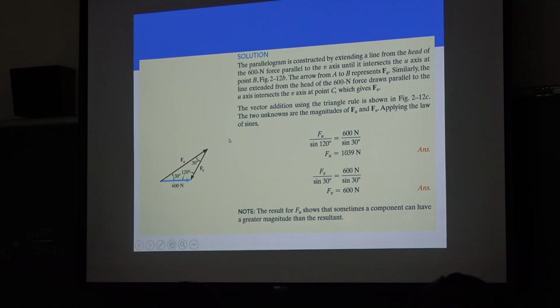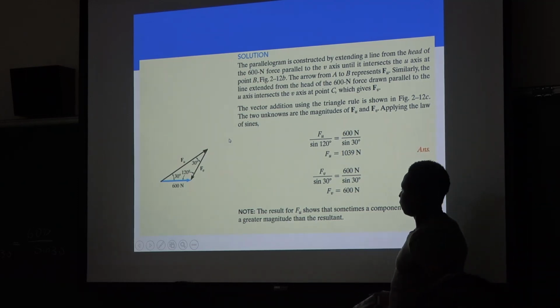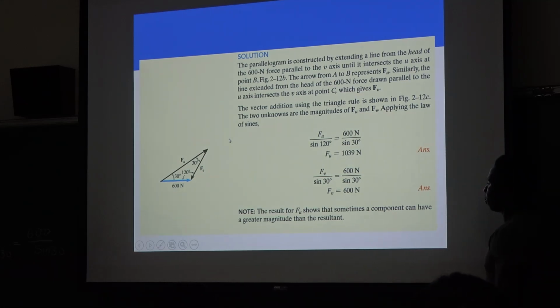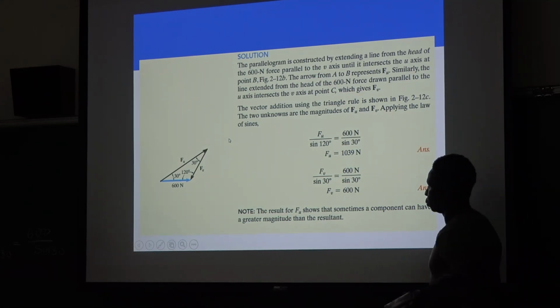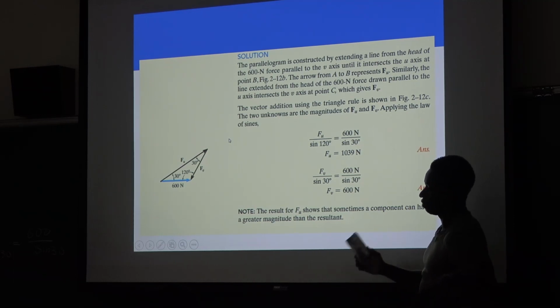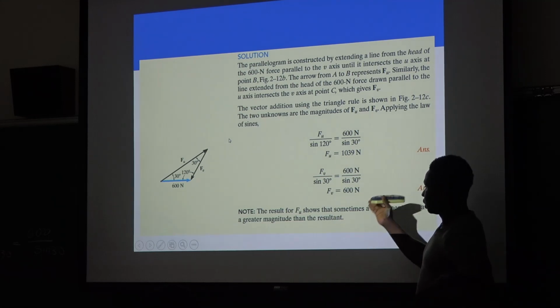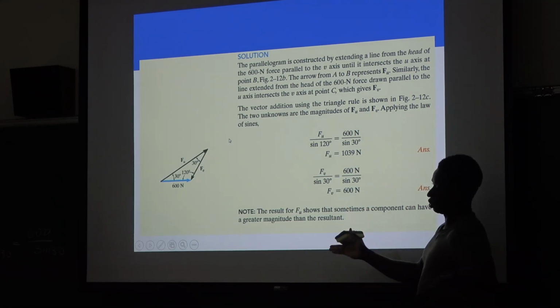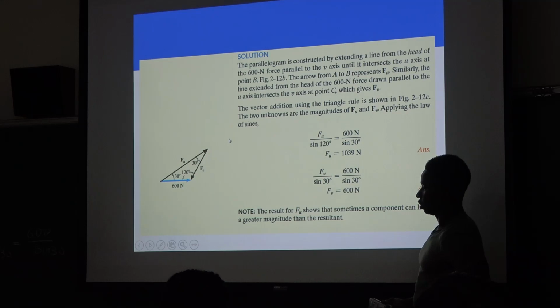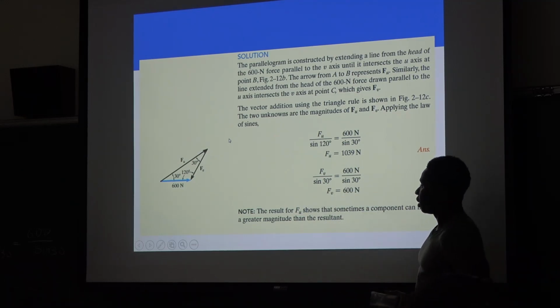Okay, so here it says, but the result for F shows that sometimes a component can have a greater magnitude than the resultant, okay? So it says sometimes a component force can have the greater magnitude than the resultant force. And then typically it may also depend on the location of the component force. If the component force is like all the way up, then it may have a larger magnitude than the resultant force.